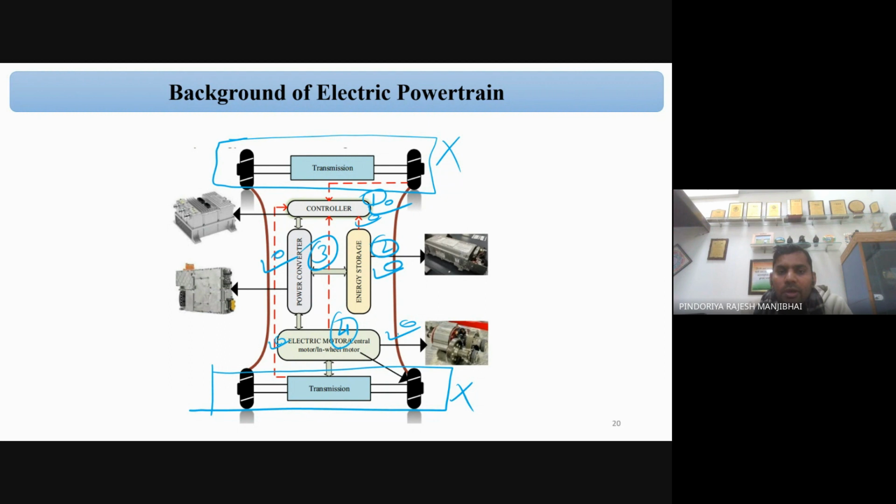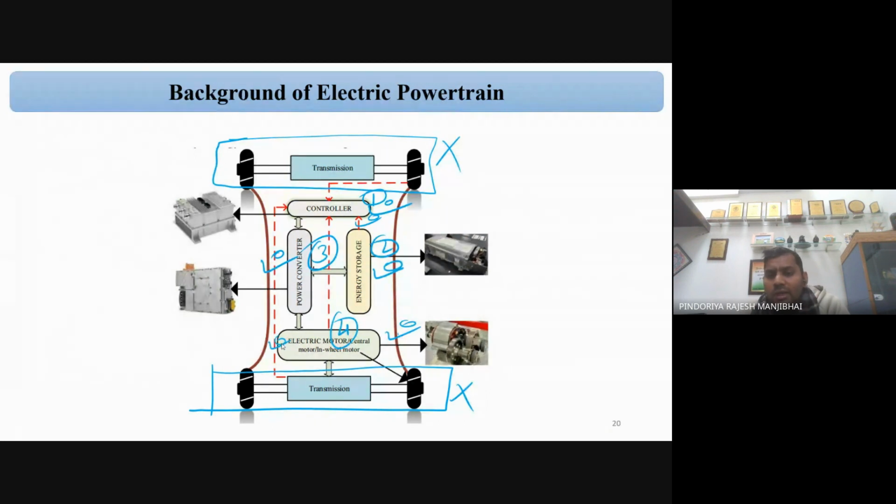So just keep in mind, as electrical and power electronics engineers, we can work on the controller part, the power converter part, the energy storage, or the electric motor. That is up to you. Every topic creates many research domains. Suppose there is an electric motor: you can consider any type of electric motor and start working on fault diagnosis and condition monitoring.